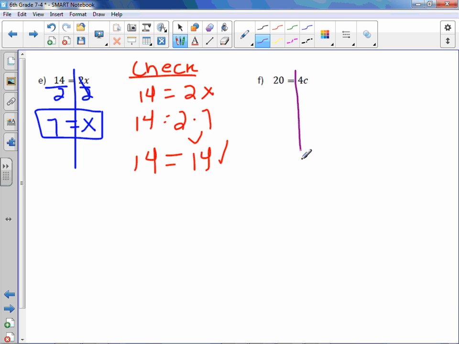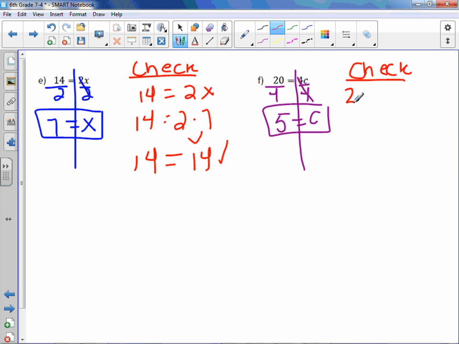Letter F. 20 equals 4c. Your c is on the right-hand side, so we divide by 4 on both sides. I get 5 equals c. For our check, 20 equals 4c. 20 equals 4 times 5. 4 times 5 is 20, and 20 equals 20.